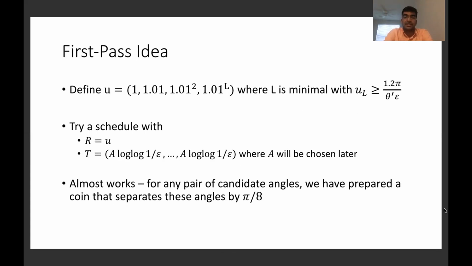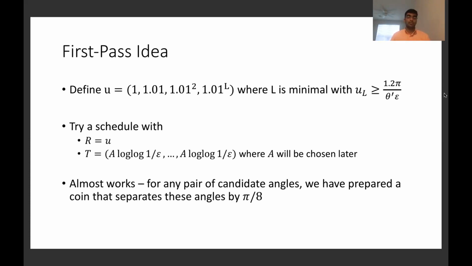So a first pass idea would be to apply an idea similar to the rotation lemma as is, meaning that we define a schedule. So let's define a sequence U, which is 1, 1.01, 1.01 squared, and so on, geometrically increasing until 1.2 pi over theta prime epsilon. So we'll set our Grover schedule to be exactly this sequence. For now, we don't worry about what the T schedule is. This is our set of biases.